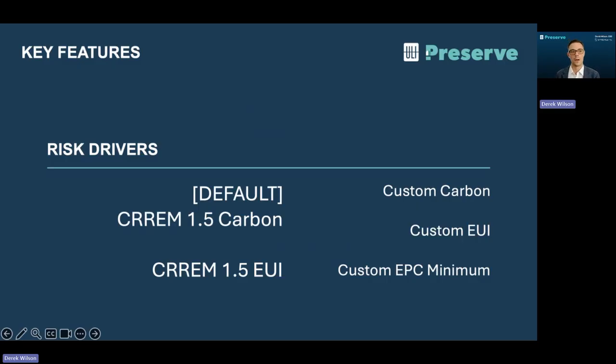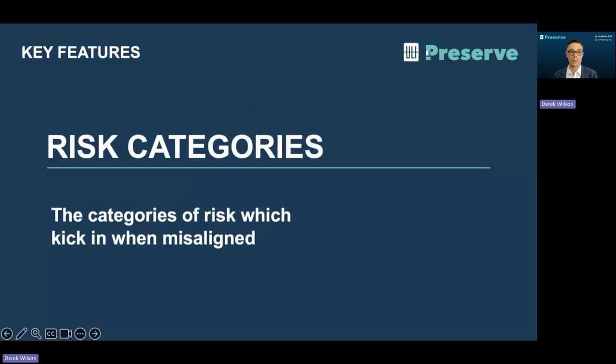There are 4 other risk drivers that you can select from, with the 1.5 carbon pathway being the default. There's the CREM 1.5 energy use intensity pathway, and you can also enter in custom carbon pathways, custom energy use intensity pathways, and custom EPC minimum requirements if you want to model transition risk and misalignment on the basis of something else. The next key feature to talk about is risk categories.